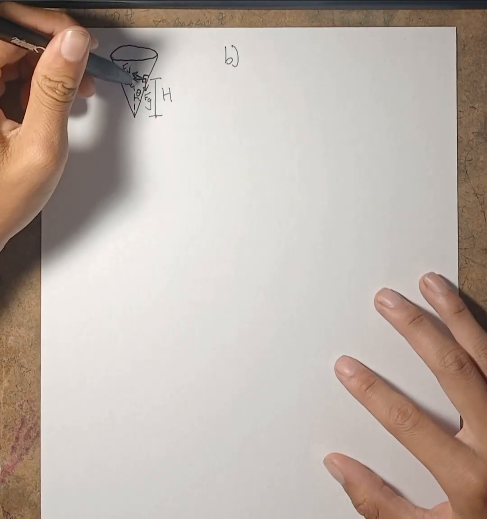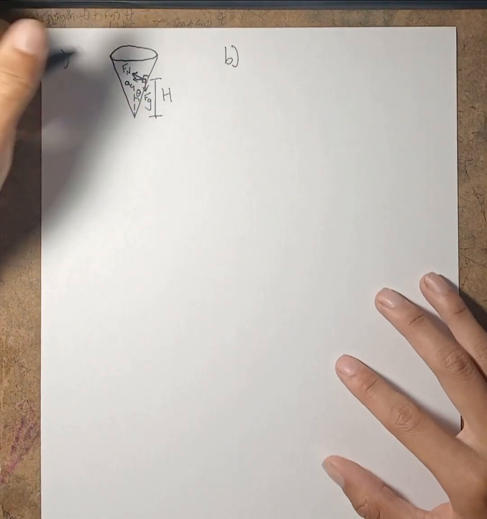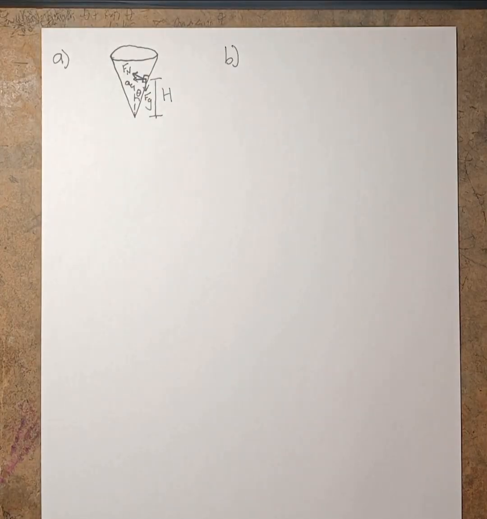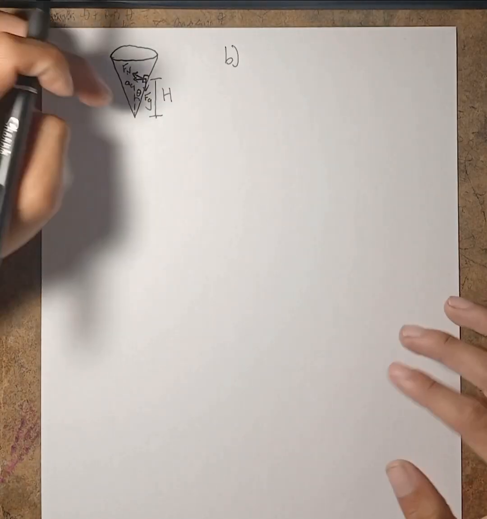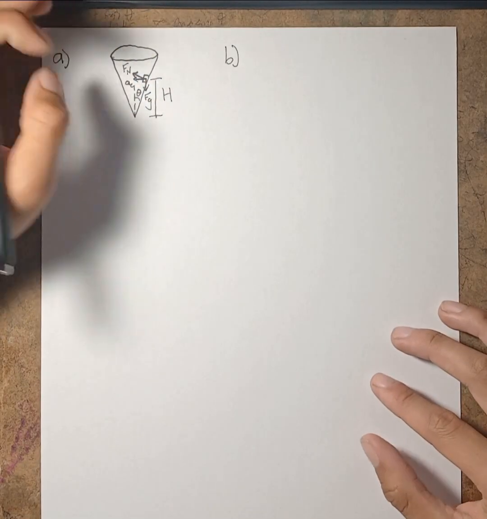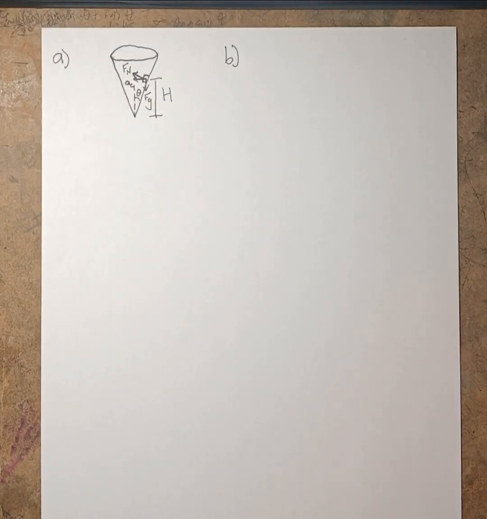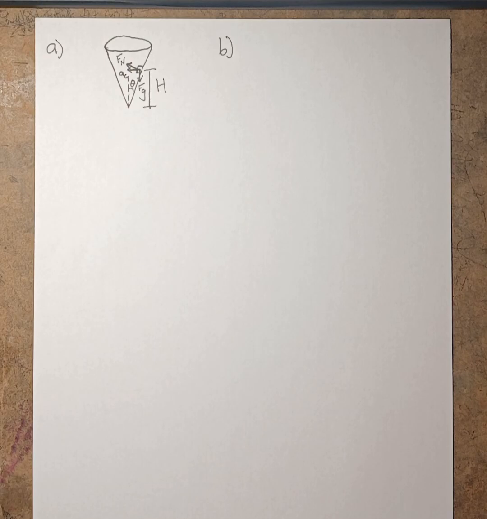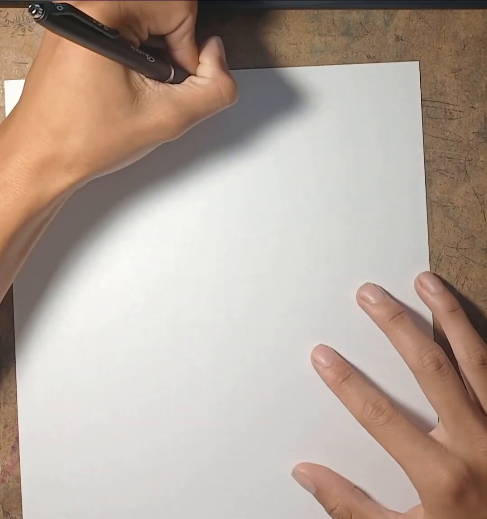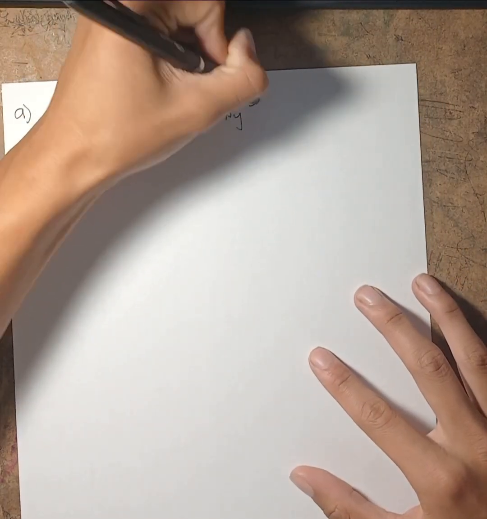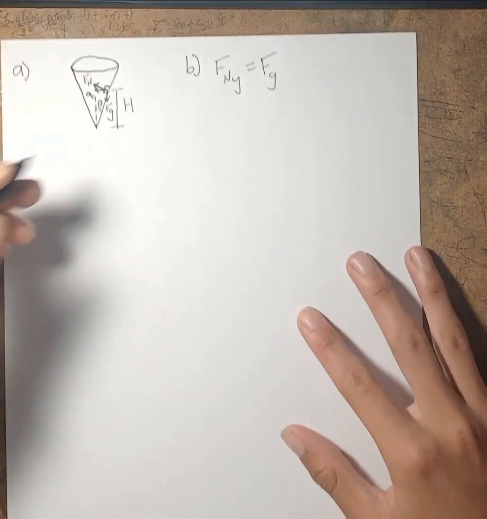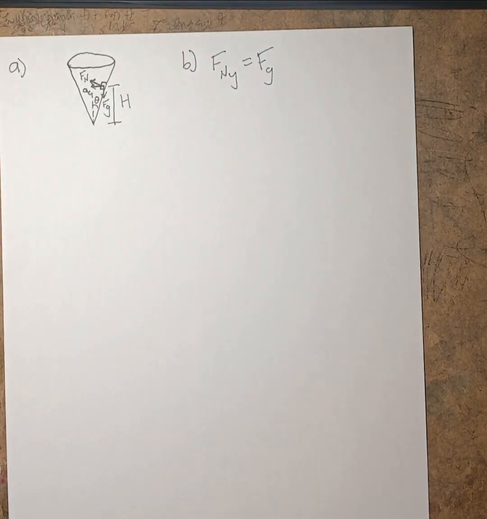Now, because this vertical component of Fn and Fg are the only forces acting in the y direction on the car, and of course the car is not going to be accelerating up or down the cone in this particular problem, then those two forces have to equal each other because they're the only ones acting in the y direction. So Fn y equals Fg. Now, what do we know? How do we know what Fn y is?